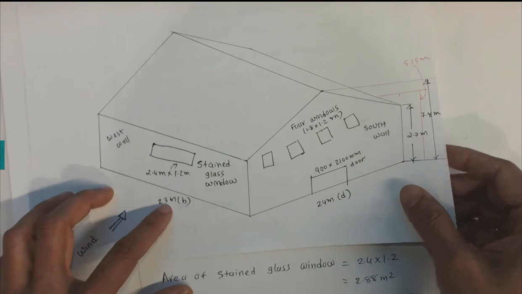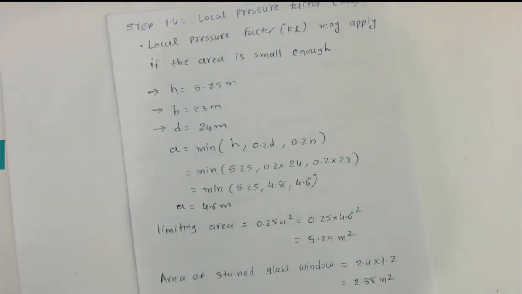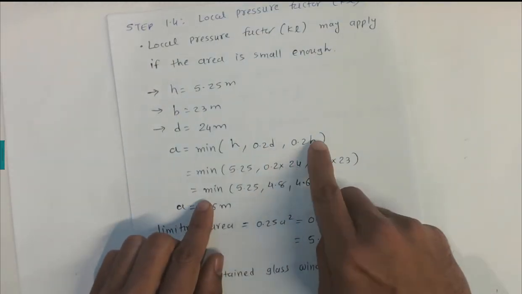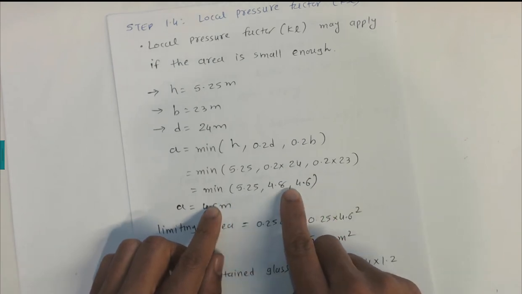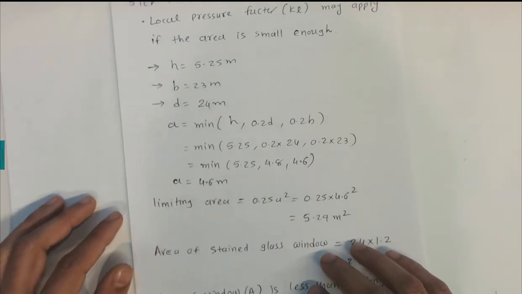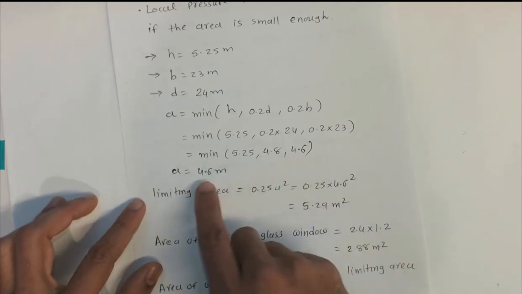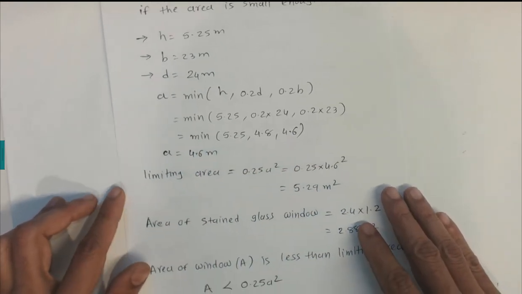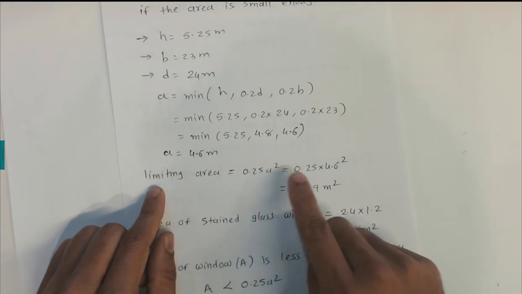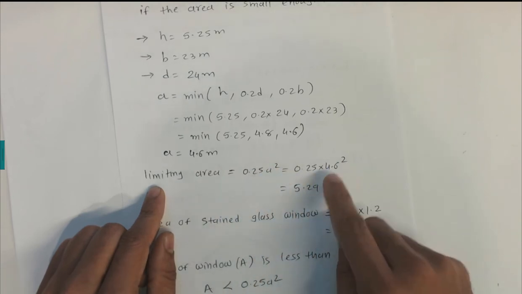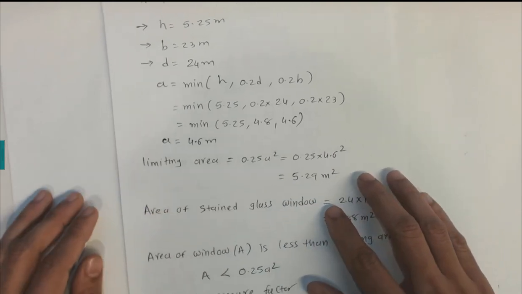So B equal to 23, D equal to 24. The values come to 5.25, 4.8 and 4.6. So the minimum value is 4.6, so a equal to 4.6. Now the limiting area equal to 0.25 a square. 0.25 times 4.6 square gives us 5.29 meter square.